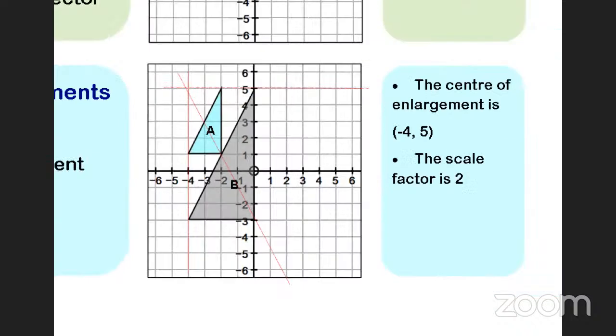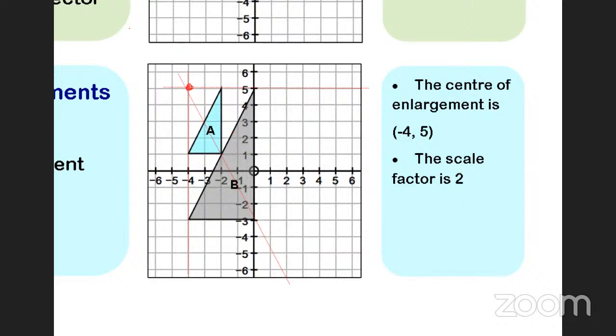First thing first, plot the point for the center of enlargement. If it's a positive scale factor, it will be behind the object. If it's a negative scale factor, where will it be? On the opposite side. Negative is here, positive is here. Everybody okay with that?